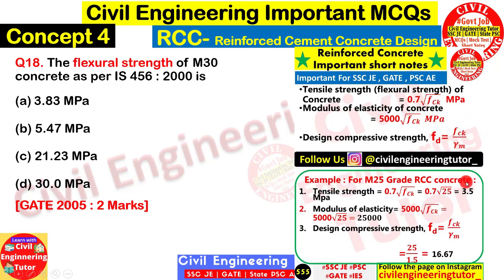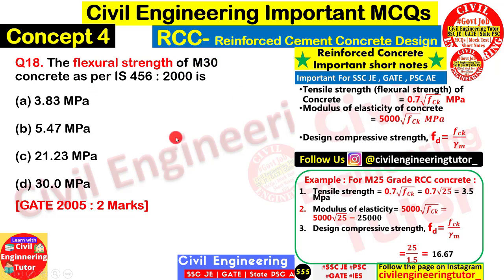Here one example is also discussed, that for M25 grade concrete, that is 0.7 root over FCK, that is 0.7, and FCK for M25 is 25. So simply putting 0.7 into root over 25, that will be 3.5 megapascal. So in this case M30, we simply have to put the value of FCK equal to 30.